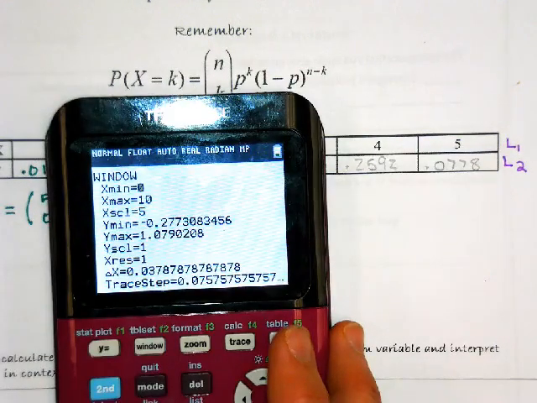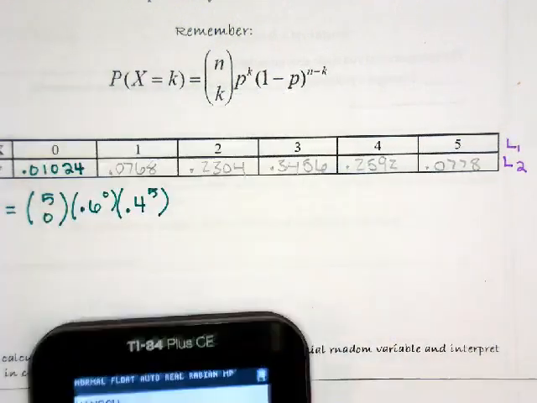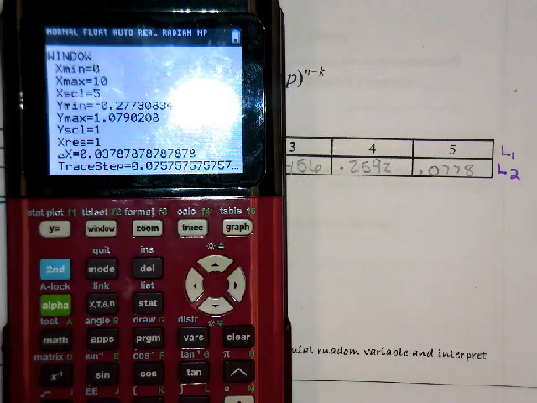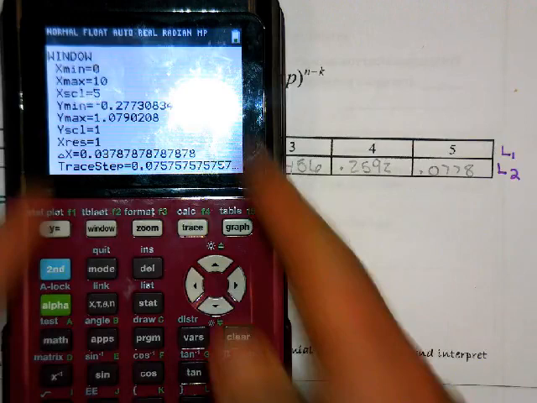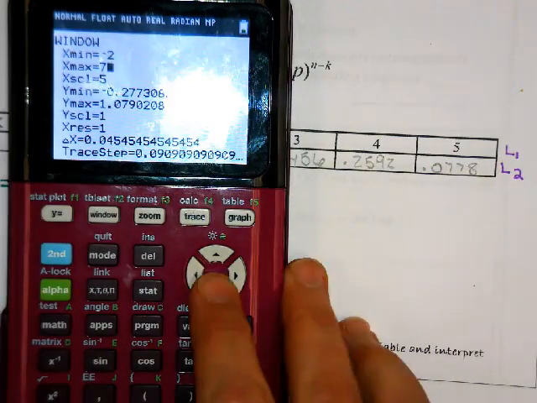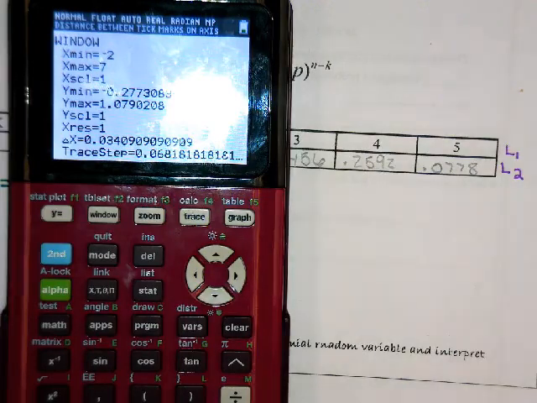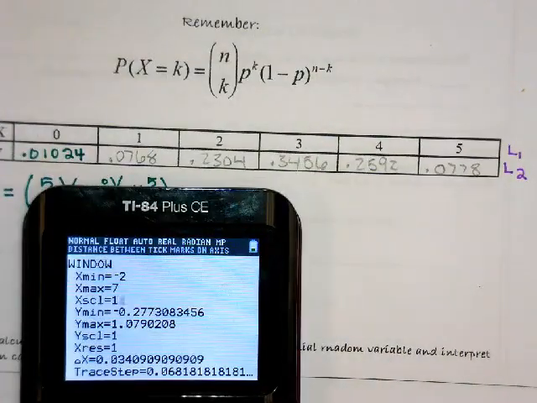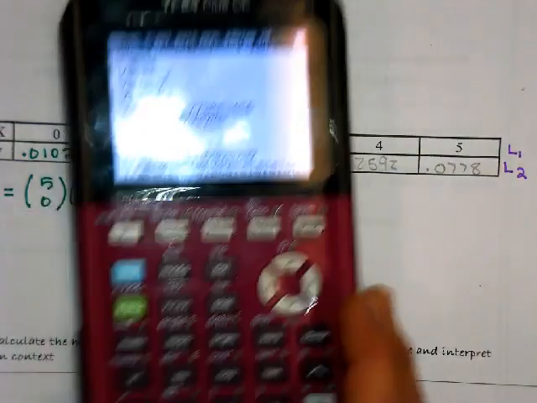Now our x values go from 0 to 5. So let's go a little below those numbers so that we don't cut our histogram off on the edges of the calculator. So let's go negative 2 to 7. And then you want the x scale to be 1s, so it counts by 1s on the x-axis. Our y is the frequency or the probability, which are all numbers between 0 and 1.